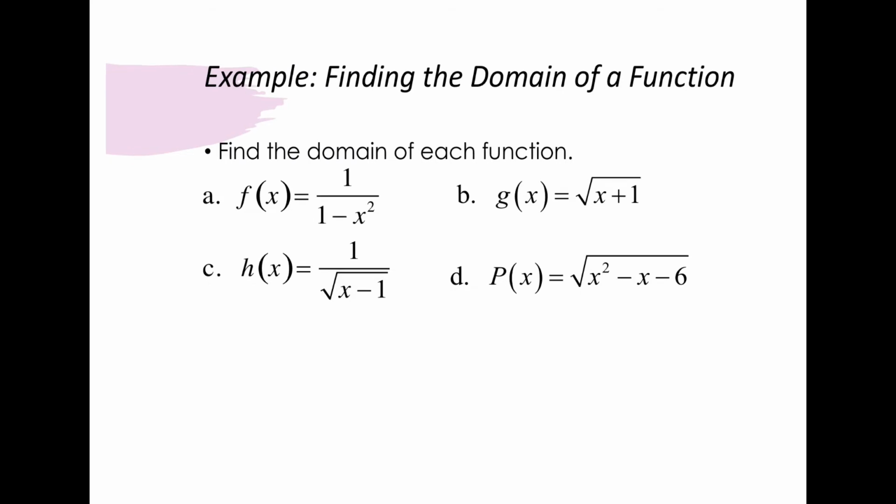All right, let's go to B and see what we can come up with. For B, we have g of x, and it's equaling the square root of x plus 1. Now, with square roots, we know that the one thing we want to avoid is negatives underneath the square root sign. So I want to make sure that x plus 1, the expression under the radical, is greater than or equal to 0. So here I can use inequalities to help me figure out my domain.